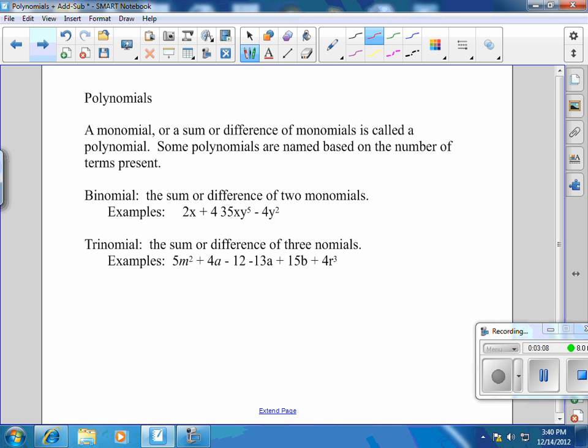So now that we know about monomials, let's talk about polynomials. Remember, poly means many. So a monomial, or a sum or difference of monomials, is called a polynomial. So remember, sum means that we can add things. Difference means that we can subtract things. Some polynomials are named based on the number of terms or the number of parts. And these names you need to memorize.